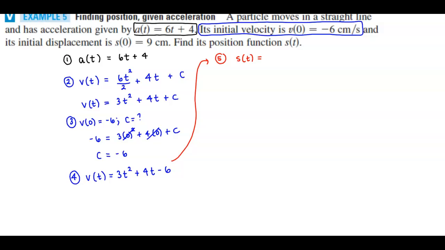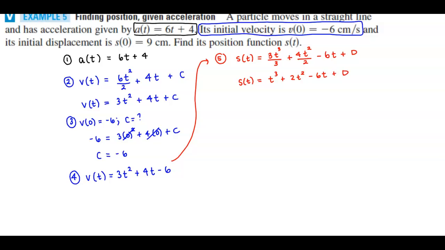The antiderivative of 3t squared is 3 times t to the 2 plus 1, which is 3, over 3, plus 4t to the 1 plus 1, which is 2, over 2, minus 6t, and then we have another constant, which we'll call d because it's the constant for the position function. Simplifying a little further, s of t is now equal to t cubed plus 2t squared minus 6t plus d.